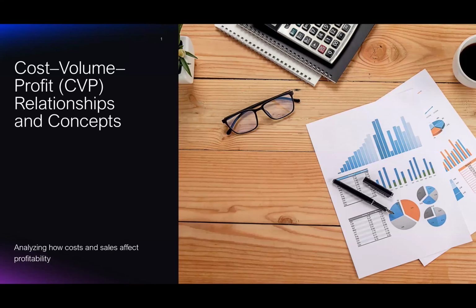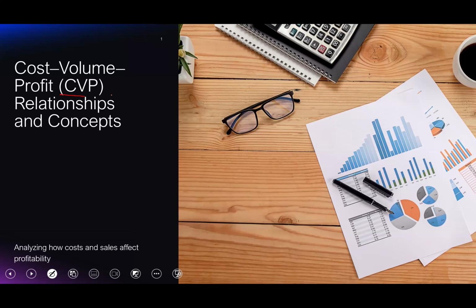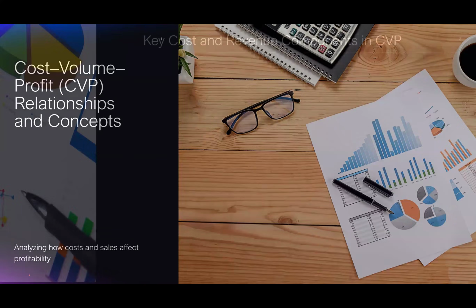Okay. So as you can see, the chapter represents what we call cost volume profit, or CVP from now on. So this chapter represents the cost volume profit analysis model and is a very useful concept. The video is going to be a little long because I could not figure out a nice way to break the chapter into two. So please bear with me.